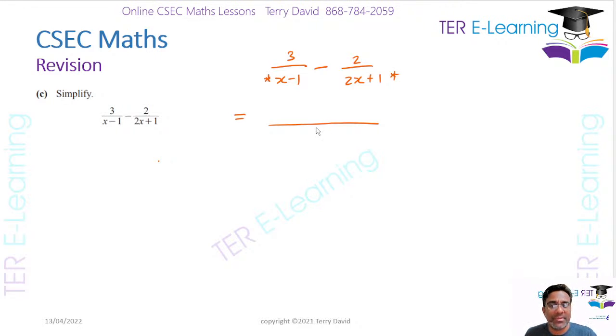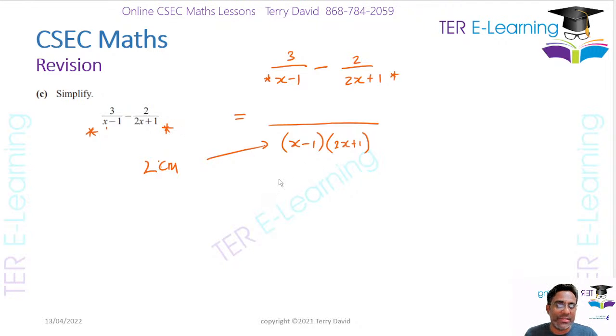Now those two denominators are different, so if you're trying to figure out what the LCM is, all we need to do is to multiply those two together, right? So x minus 1 times 2x plus 1, that is going to be my LCM, right? So this here is the LCM of the x minus 1 and the 2x plus 1, right?